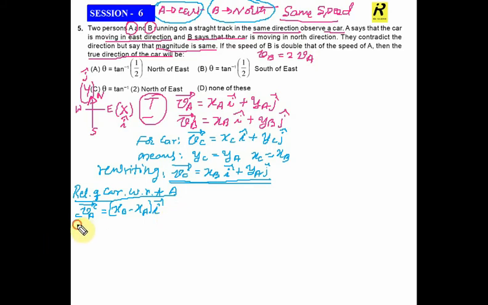Similarly, the relative velocity of the car with respect to B can be written like this: VCB equals. The XB for the car and for the person B get cancelled. The remaining terms are YA minus YB into j cap. This is what I can write.